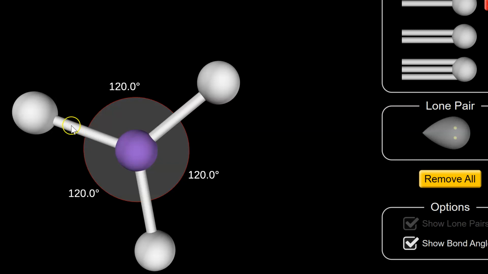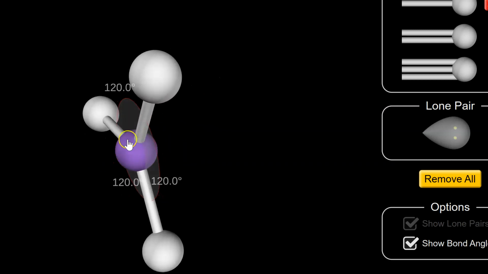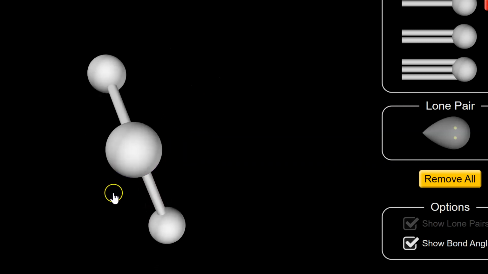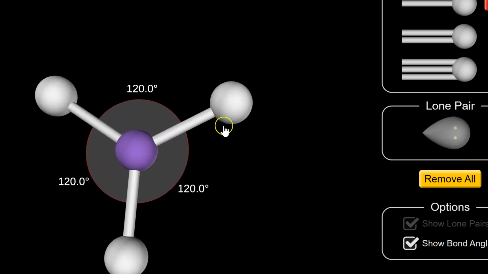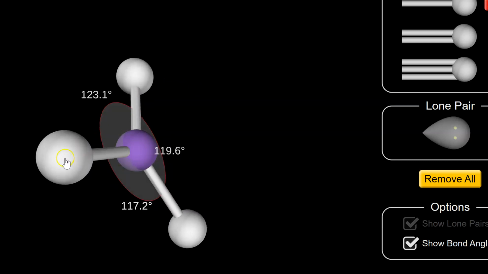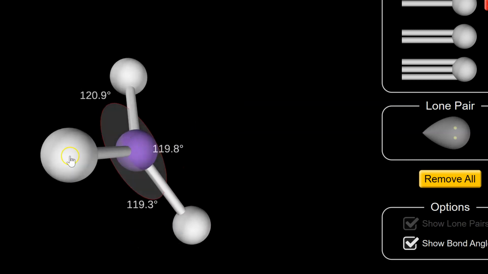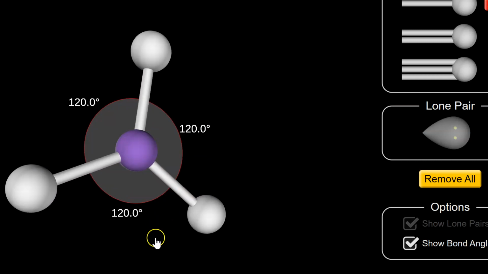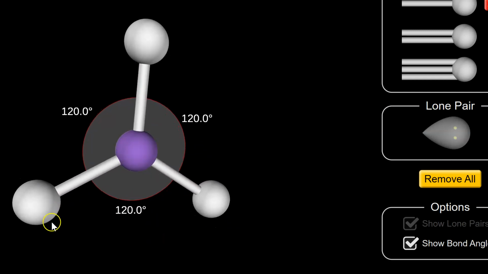Here's a model with 1, 2, 3 single bonds, so steric number of 3. And you can see that the peripheral atoms point to the corners of an equilateral triangle. All of the bond angles are 120 degrees. If you look at the molecule from the side, you can see it's flat. That's why we have the name trigonal planar. You can bend the molecule and try to distort it, but it will always return to being flat with bond angles of 120 degrees.